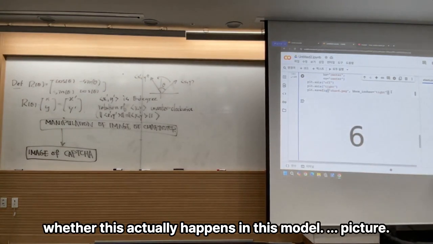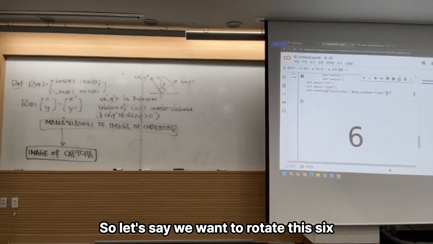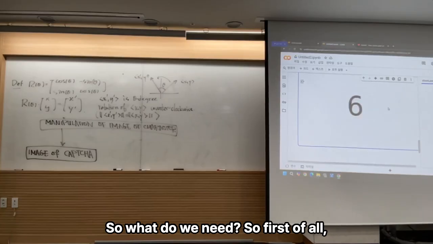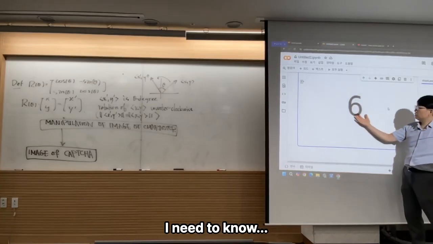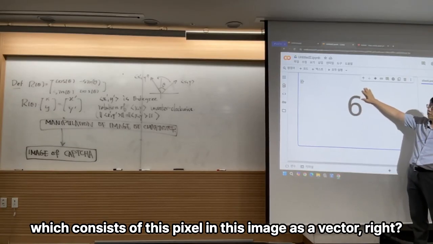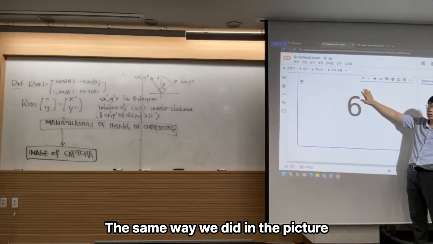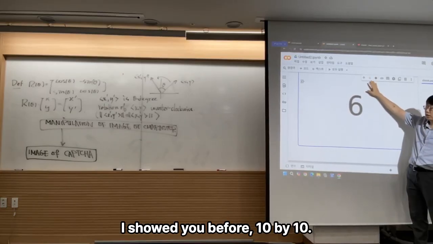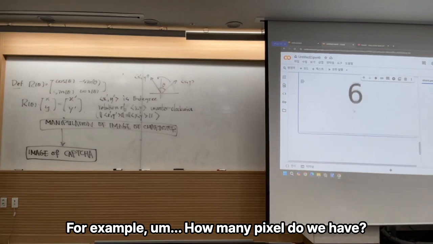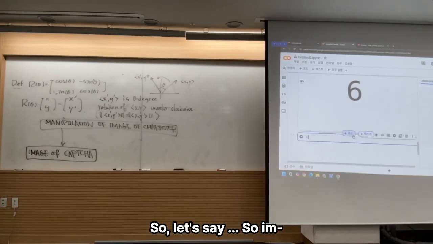So you want to see whether this actually happens in this picture. Let's say we want to rotate this 6 by 45 degrees counterclockwise. What do we need? First of all, I need to figure out all the points which make up the pixels in this image as vectors, the same way we did in the 10 by 10 picture I showed you before. Here we have lots of pixels. For example, how many pixels do we have?